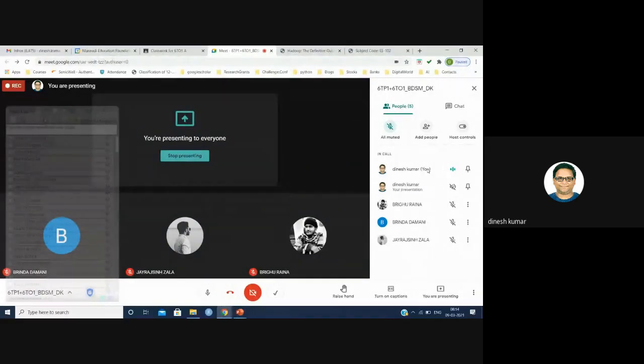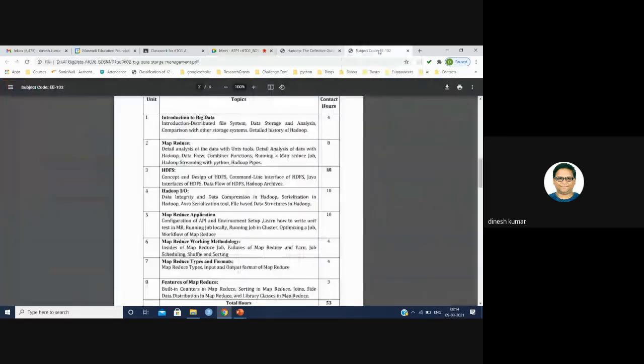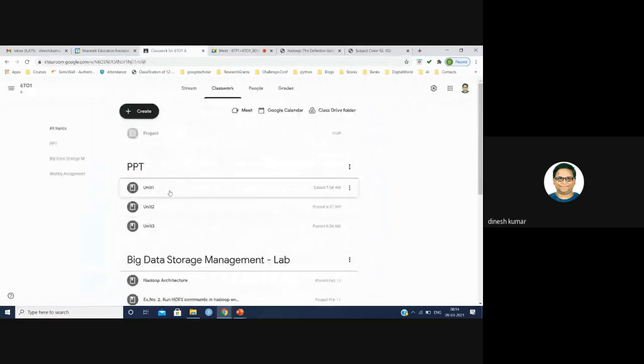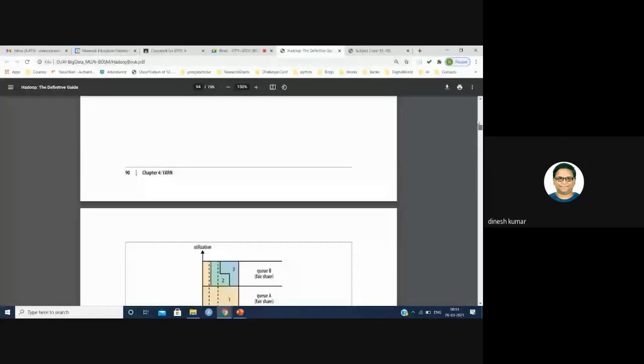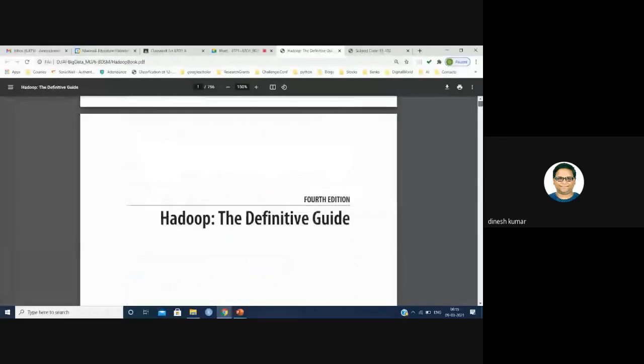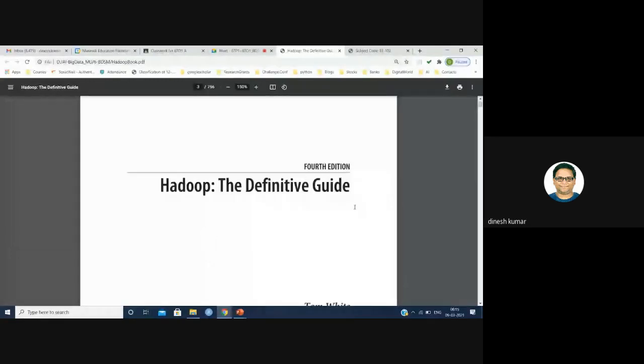I was announcing that for your mid, we are going to keep only Units 1 to 3, these three units, and I have uploaded the PPTs. Unit 1, Unit 2, Unit 3. You can get the PPT which we have presented in the class. Most of the contents are from this very book, the textbook that we are following, from O'Reilly. It is White's book.